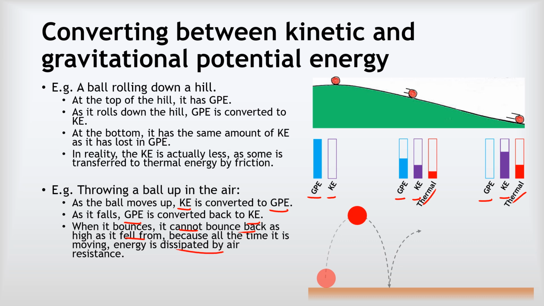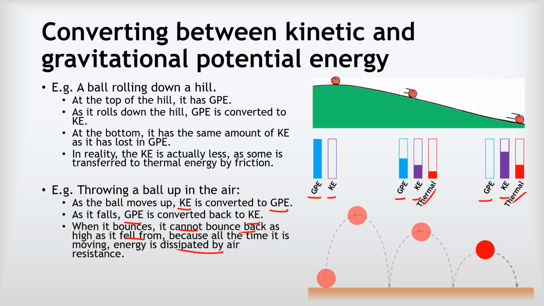While that ball's moving through the air, air resistance transfers some of its energy to thermal energy rather than GPE or KE. And equally, when it bounces, the friction of the particles moving against each other inside the ball transfers energy to thermal energy as well. And so that means that our energy gets dissipated, so it can't bounce back as high each time.